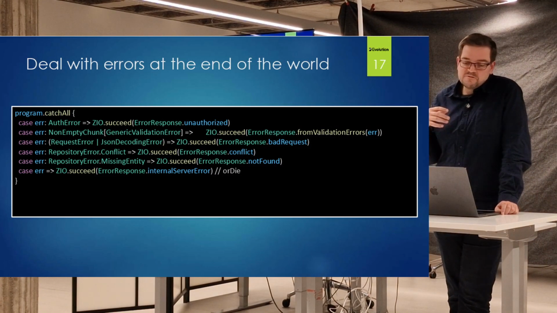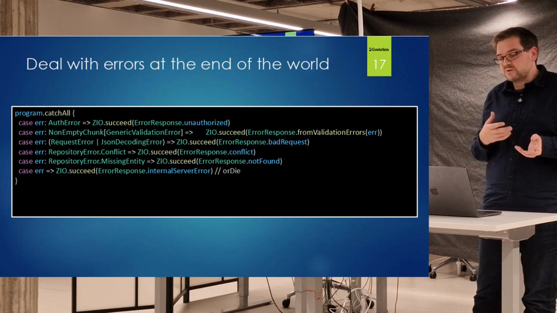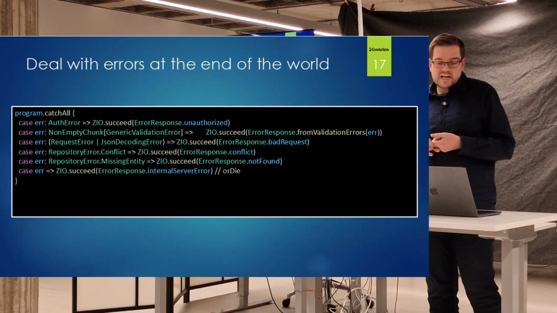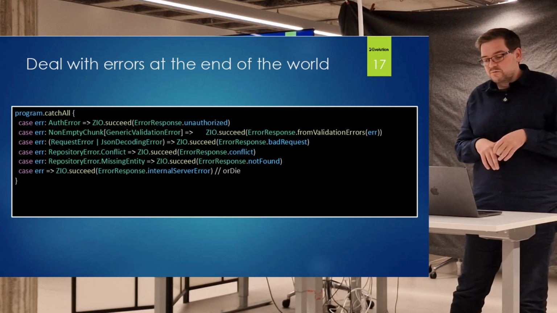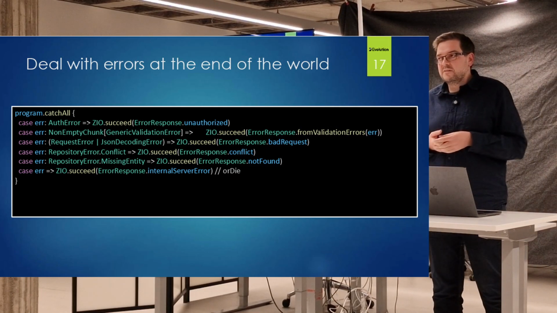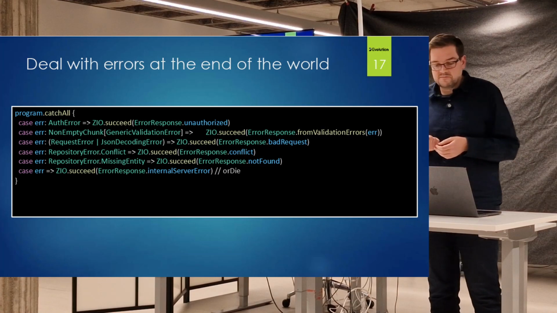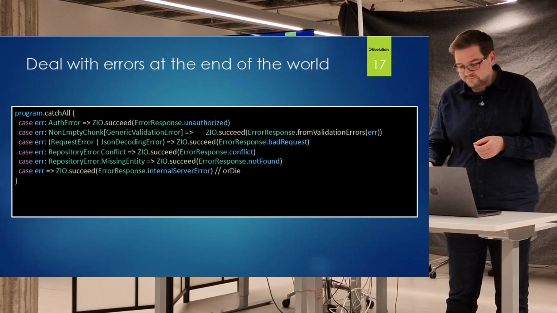But how do we deal with errors in ZIO? Usually you have it at the end of your universe, which is at the end of your program. So you would catch and then convert them to something. Maybe you convert them to responses of some type like 401 or 404 or 403, or you will just die with them, and dying will, depending on what you use, most likely just make a 500. Or you can make 500 yourself if you want.